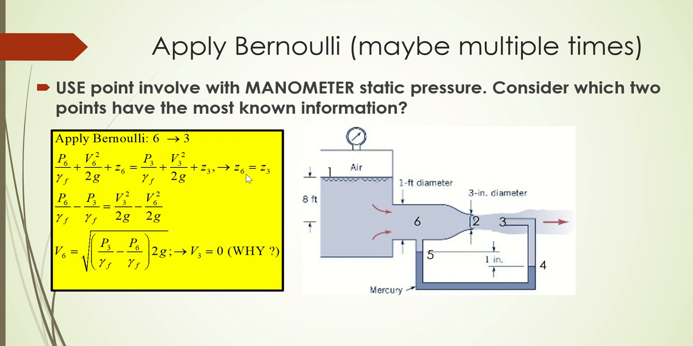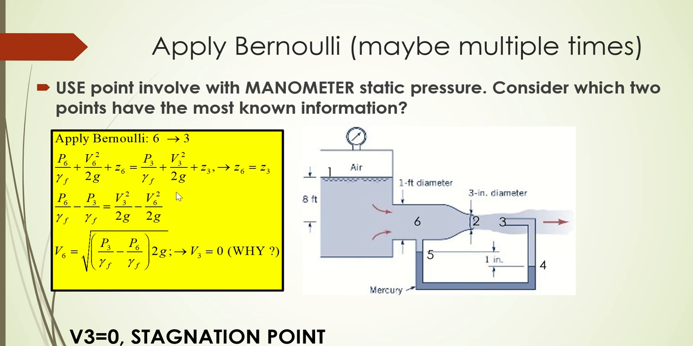I know that we're at the same elevation. So therefore, I can express (P6 minus P3) over gamma of the fluid as equal to V3 squared over 2g minus V6 squared over 2g. But I know this difference here. I have an expression for P6 minus P3 divided by gamma of the fluid. And I know that V3 is 0. V3 is 0. That's a stagnation point that we identified before.